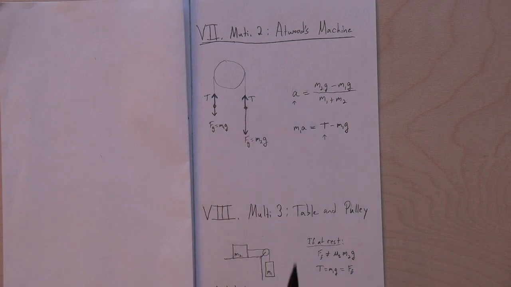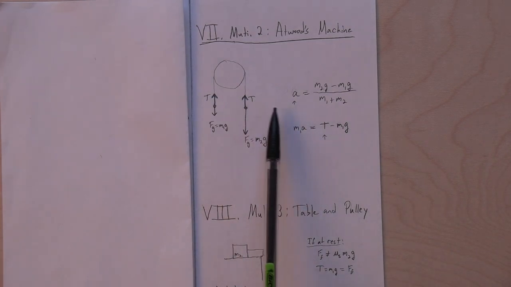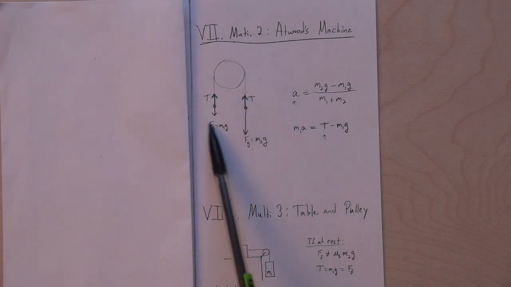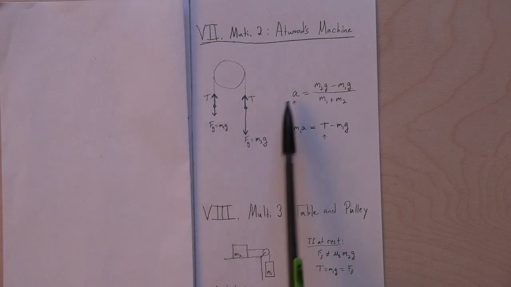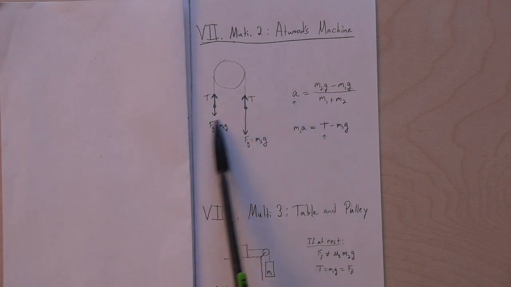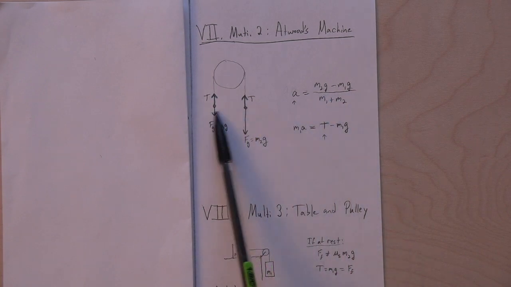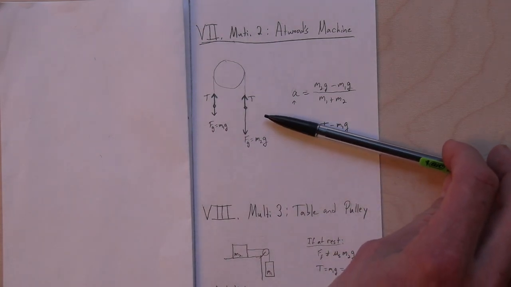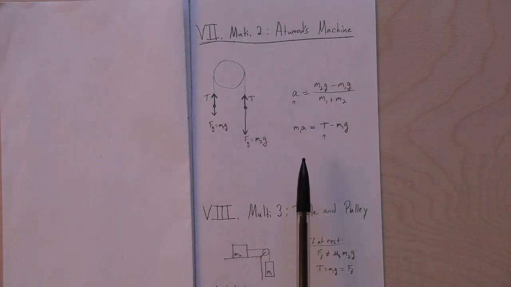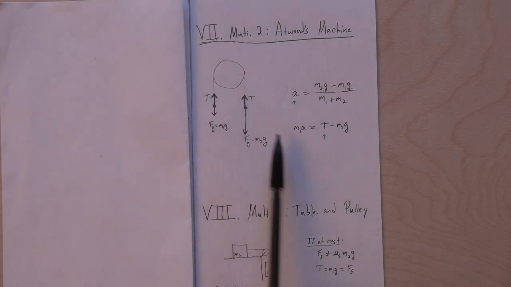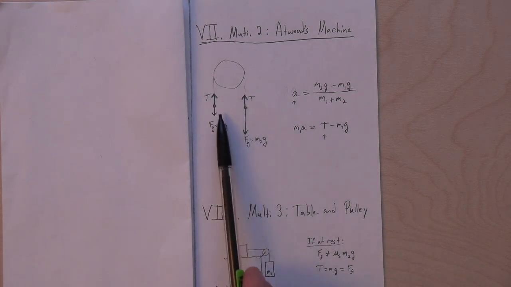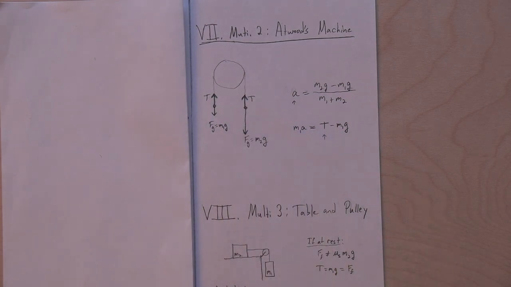Color-coordinated action-reaction pairs. Here I use the shortcut technique. I treat this all as one object. A is the forward force minus the backward force, all over the total mass of the system. And if it didn't ask for the tension, I could be done. But if it asks for the tension, then you do have to do MA equals F net for one of the objects. I picked this one. M1A is forward force minus backward force.